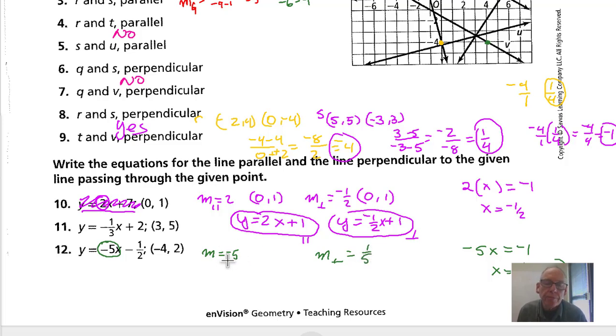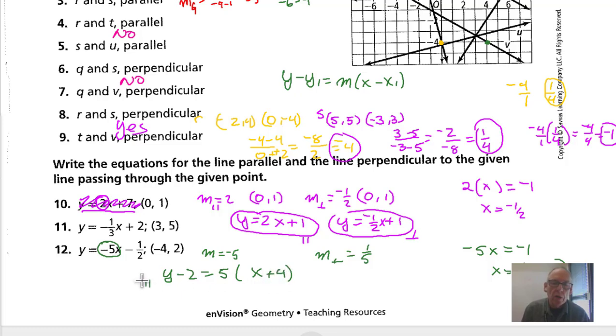So I want to write a line equation that has a slope of negative 5 that goes through (-4, 2). That's point slope. So point slope form, remember, is y minus y1 equals m, x minus x1. So y minus 2 equals m, which is negative 5, times x minus a negative 4, which turns into plus 4. So here's the parallel line equation.